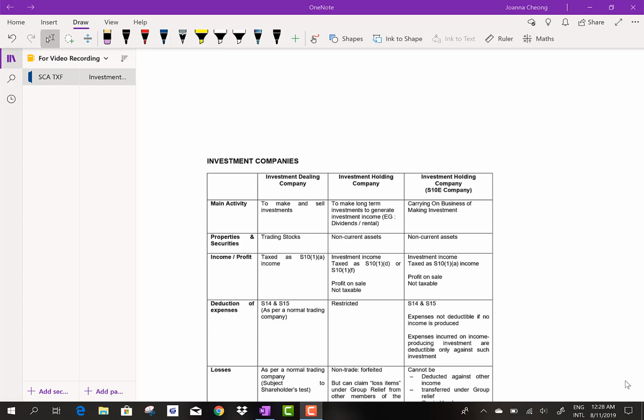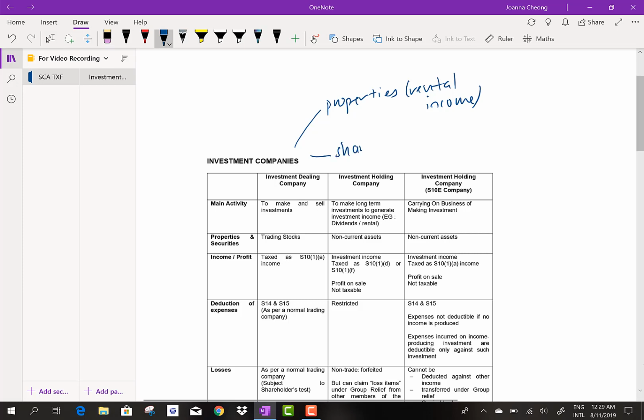Hello, I'm doing a video on investment companies. Now, basically, investment companies can be either investing in properties. If they invest in property, that usually means they will earn rental income, or they could be investing in shares. If they do, they will be earning dividend income.